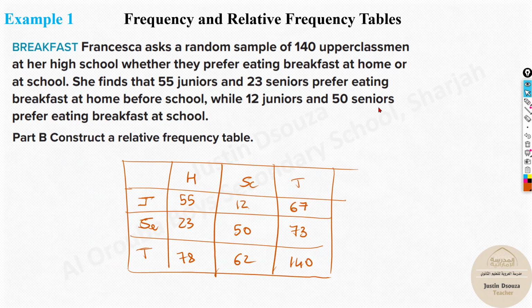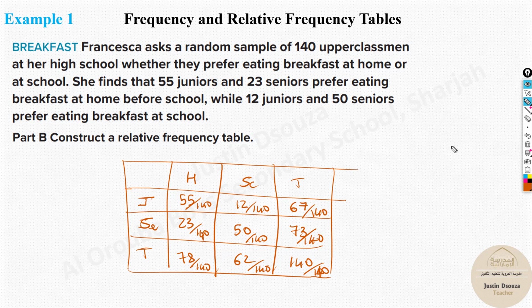The next part, let's go to the part B. Okay, construct a relative frequency table. What do we do over here? All you need to do is divide everything by 140 and put it in the calculator, and that's it. That'll be your relative frequency table. I'll just write divided by 140. You need to take your calculator and divide. I can only say for certain this one will be 100% because it'll be 140 by 140. It's 1. Usually we write it as percentage.